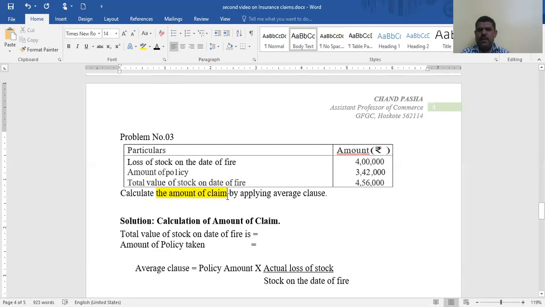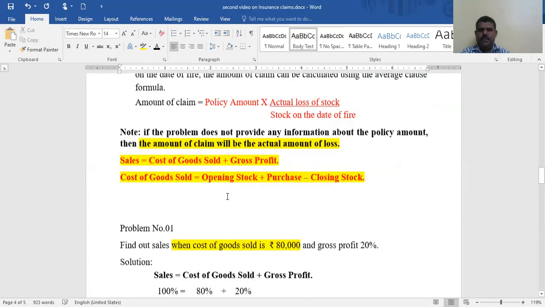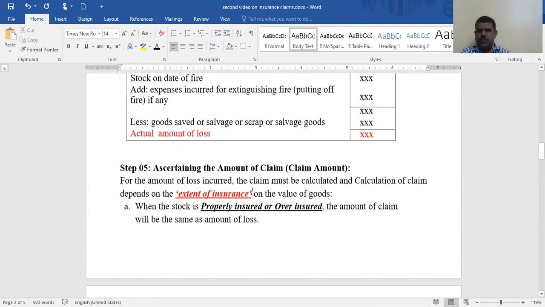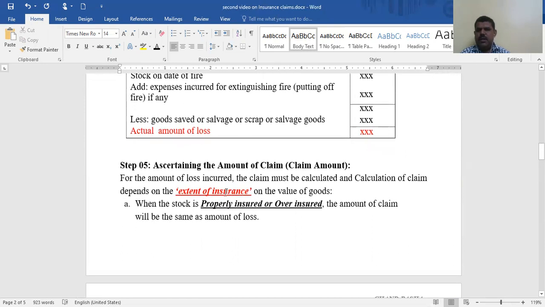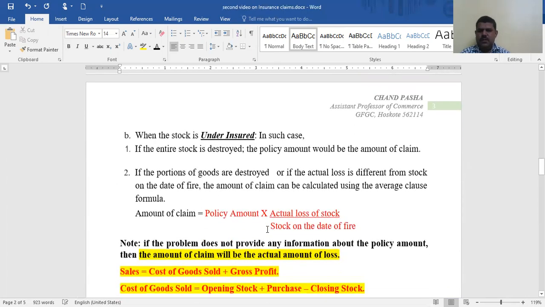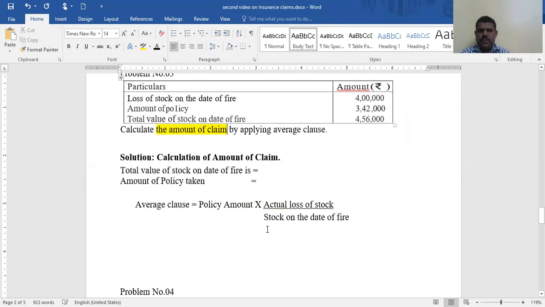If you remember the format, this is step number 5, ascertaining the amount of claim. Now here I told you the claim totally depends upon the amount of insurance. If properly insured or over insured, then amount of loss equals amount of claim. If under insured, apply the average clause. Let us see what the situation is in this problem.